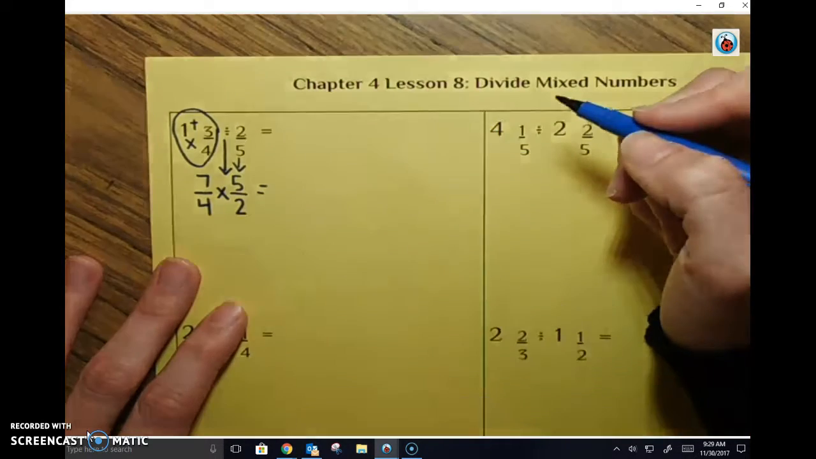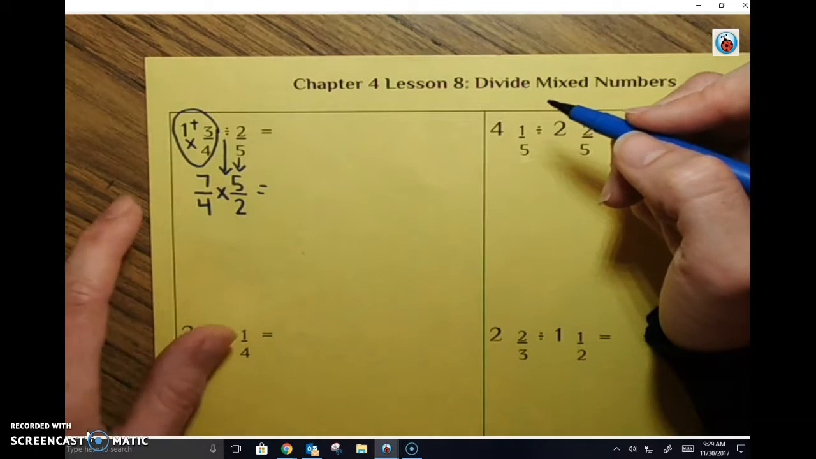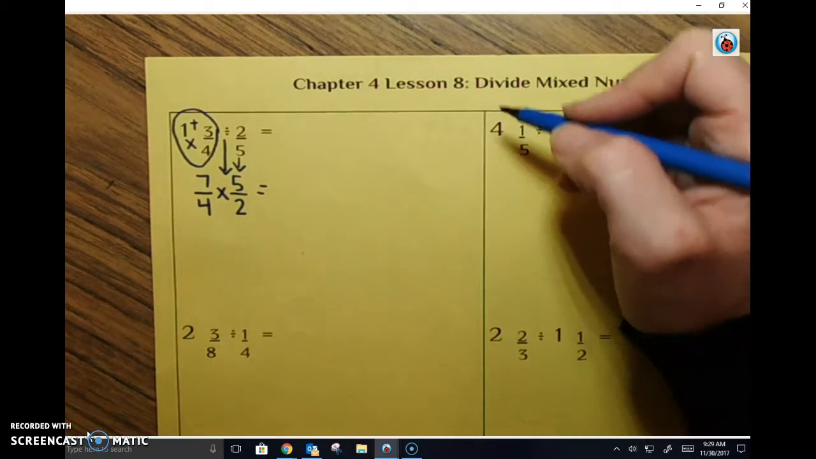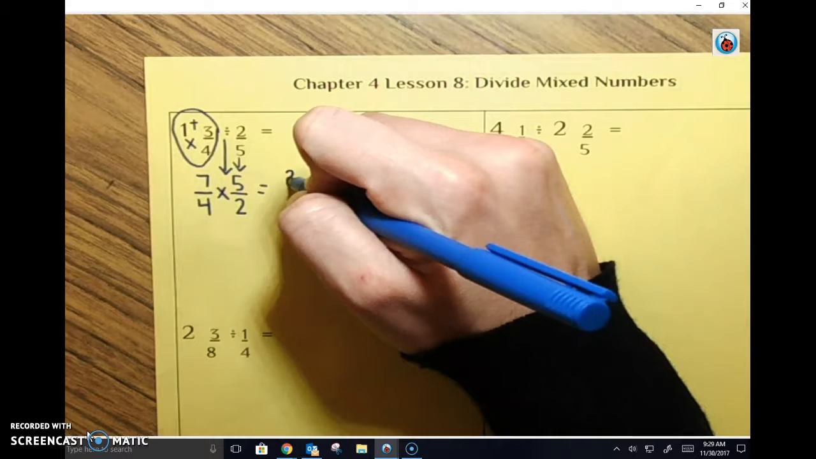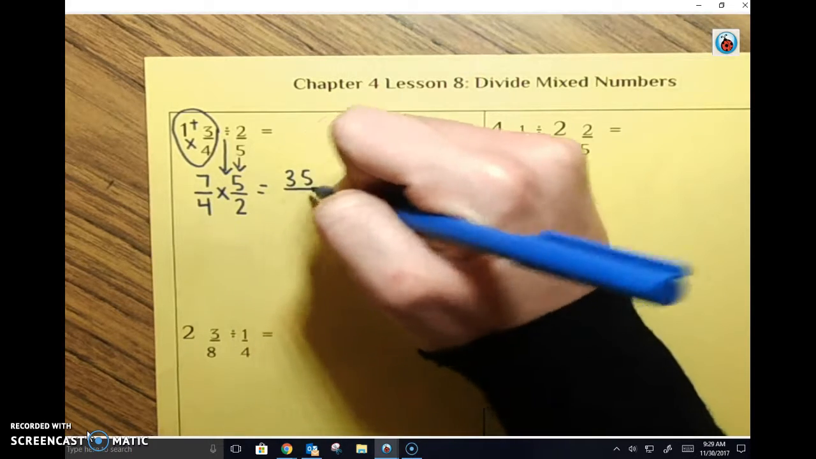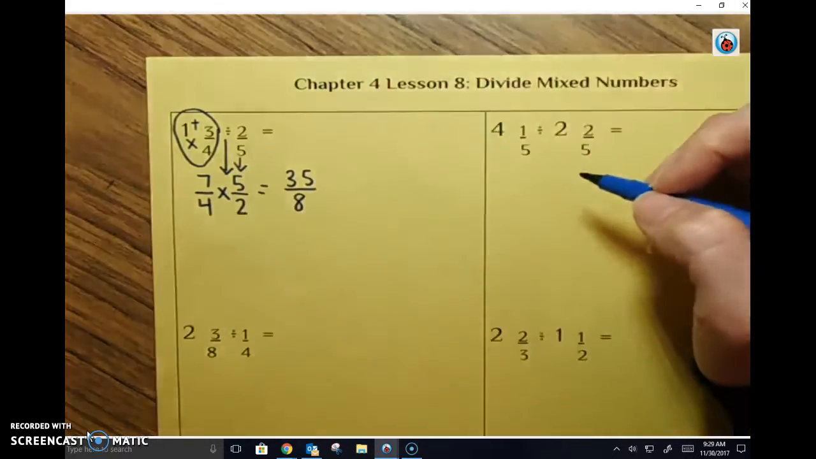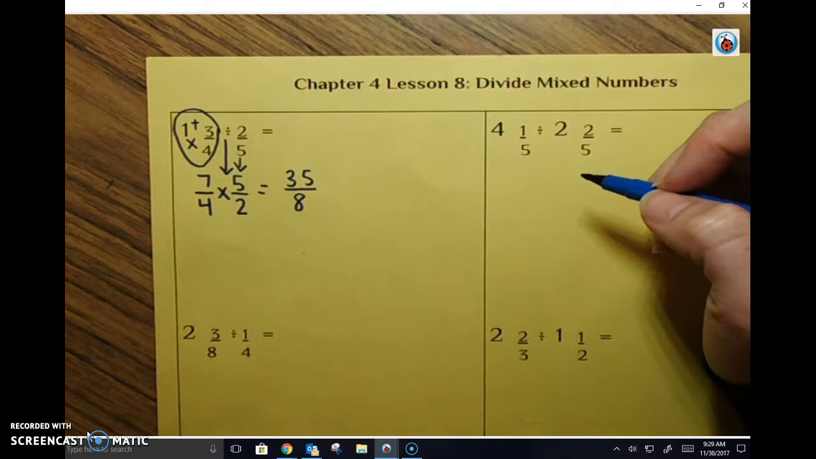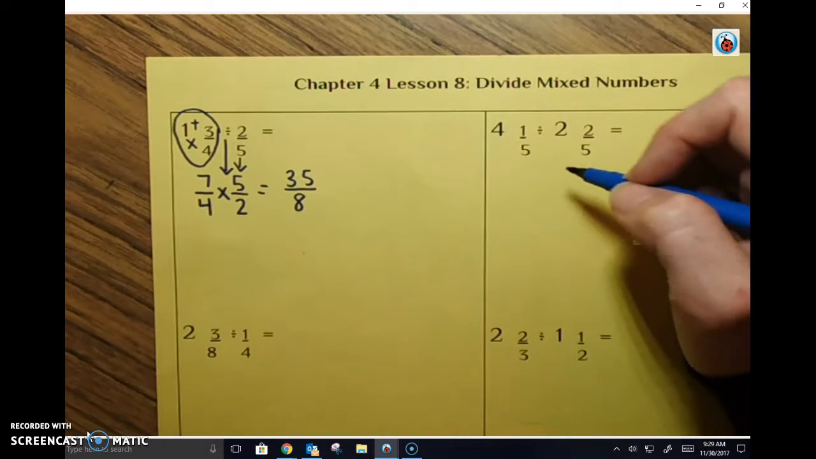And now we can't cross cancel. Bummer, right? So we're just going to multiply like normal. 7 times 5 is? 35. 4 times 2 is? 8. Okay, and that is what type of fraction? Improper. Raise your hand if you know why it's an improper fraction. Ava? Because 35 is larger, right? Yeah. The top number is larger, that means it's improper.